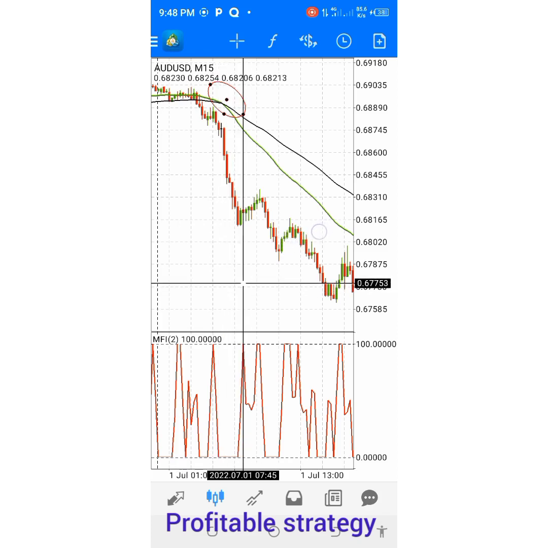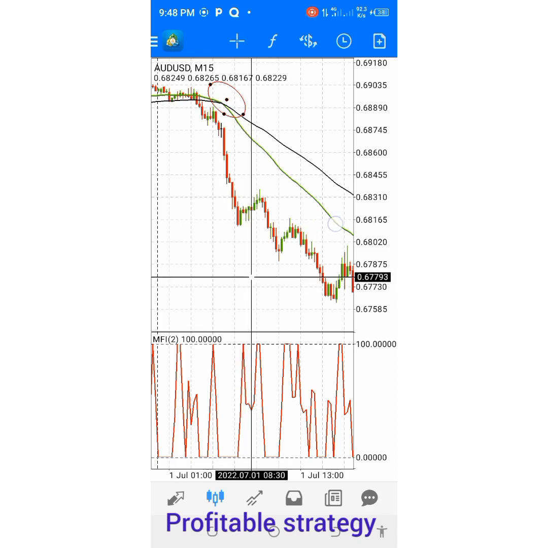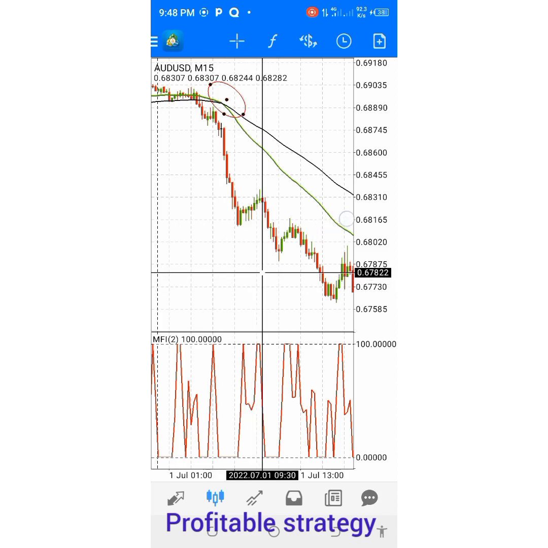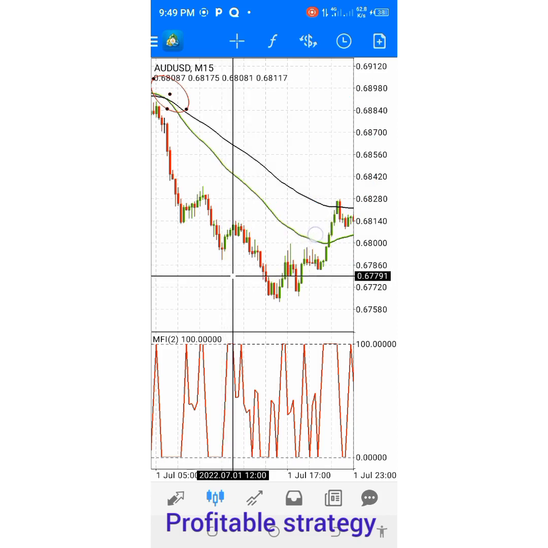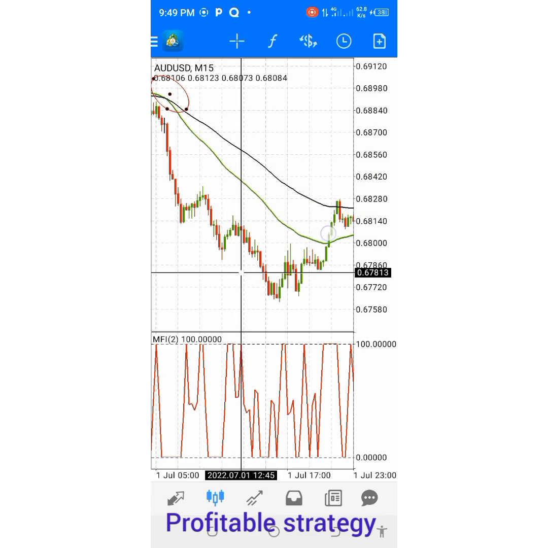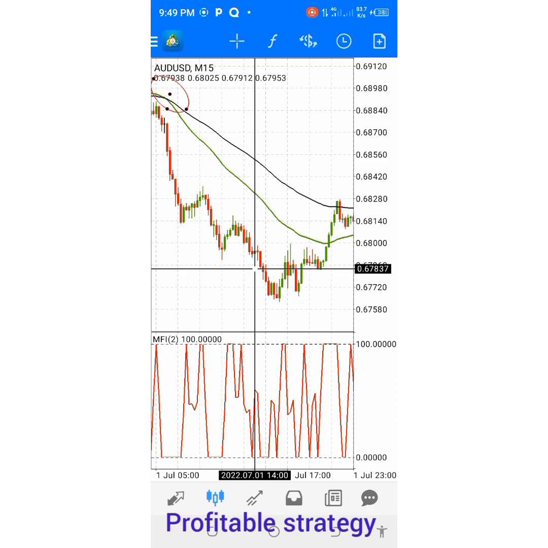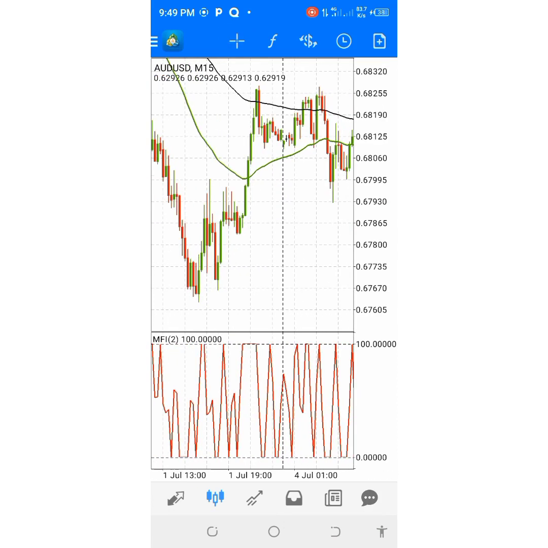Anytime it comes to 100 and it's leaving, you have red, you can open. See it, anytime it comes to 100, it's leaving red, open your sell. Anytime it comes to 100 again, red, open your sell. You see how it is going.